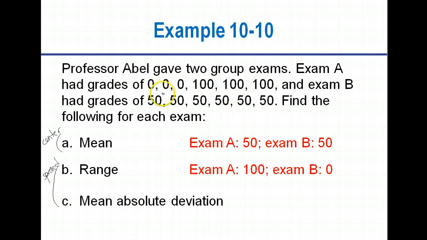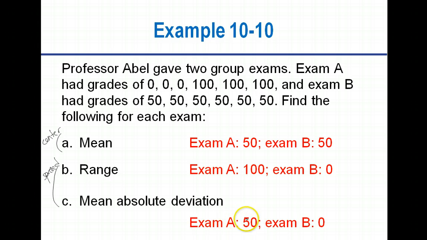They're all 50 away, which means the mean of those distances is 50 because they're all 50 units away. So for exam A, the mean absolute deviation is going to be 50. And what about for part B? Are the scores at all apart from the mean of 50? No, none of them are any distance away from the mean. They're all exactly the same as the mean.